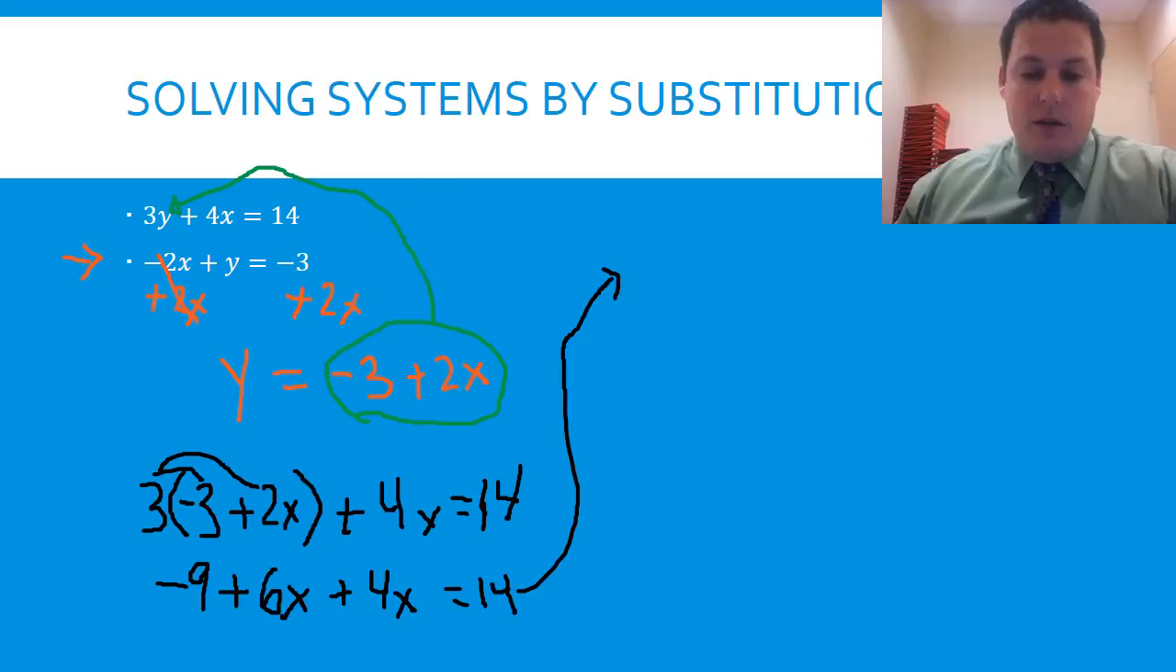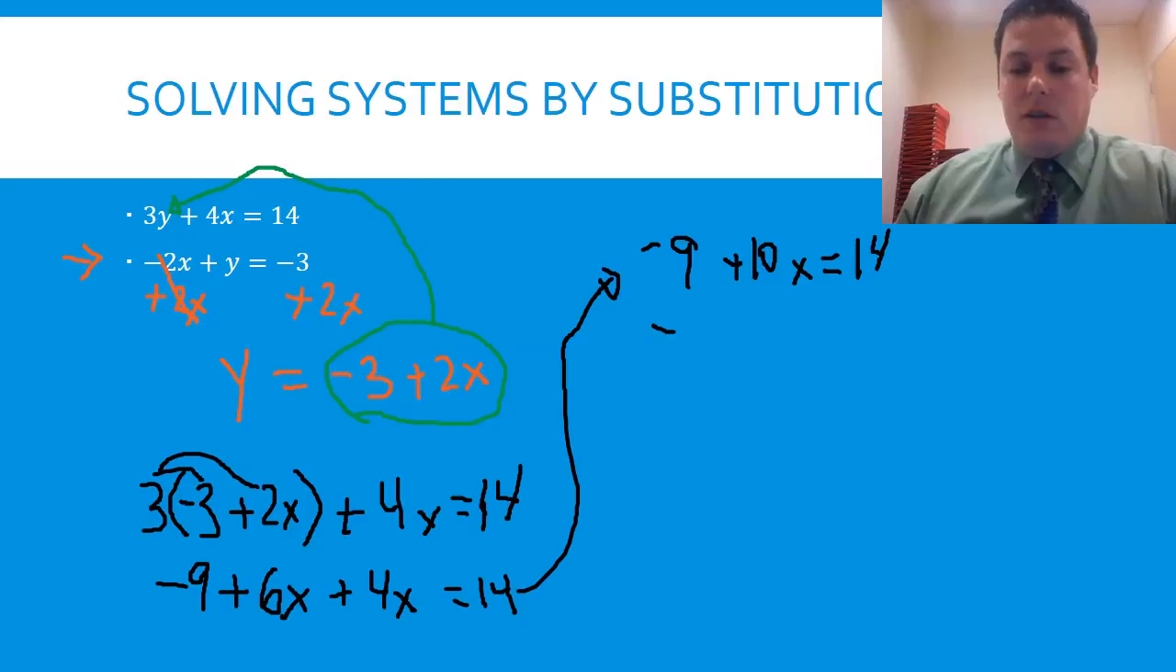I'm going to bring this equation up here. I'm going to combine the 6x and 4x since they're like terms. I have negative 9 plus 10x equals 14. I still need to get that x by itself. So I need to move this 9 over. I'm going to add 9 to both sides.